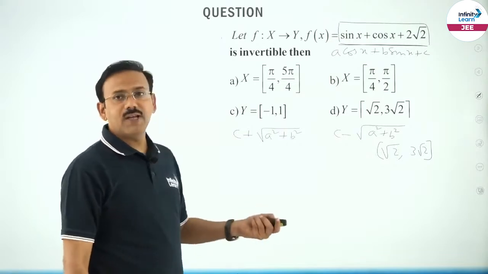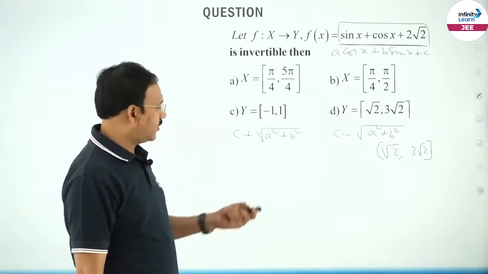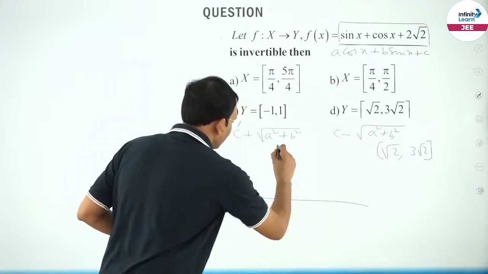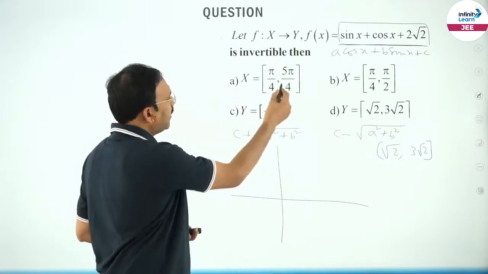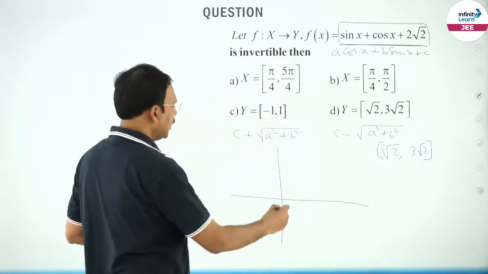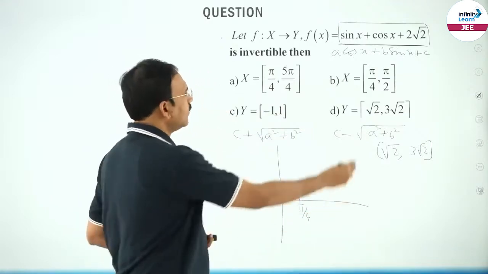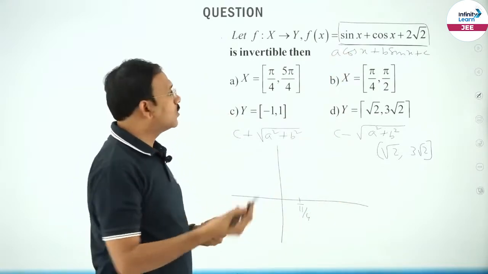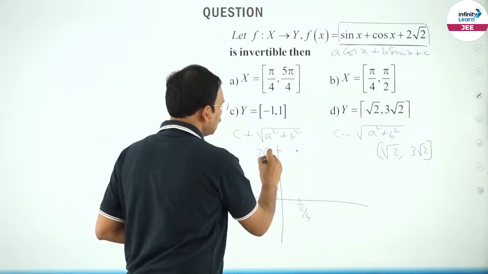So, 2 root 2 minus root 2, 2 root 2 plus root 2, which is 3 root 2 comma root 2, this is the range. Fine, you just try to draw the graph of this, my dear friends. You see, he has taken pi by 4 to 5 pi by 4. If you give pi by 4, what is the output? This is 1 by root 2, 1 by root 2, which is 2 by root 2, that is root 2 plus 2 root 2, it becomes 3 root 2.